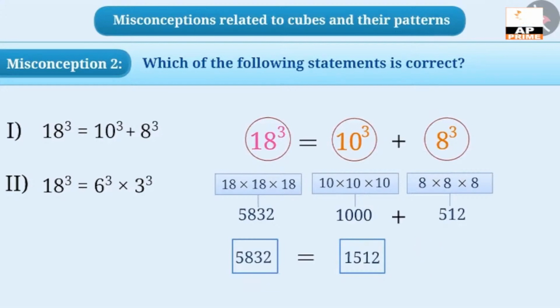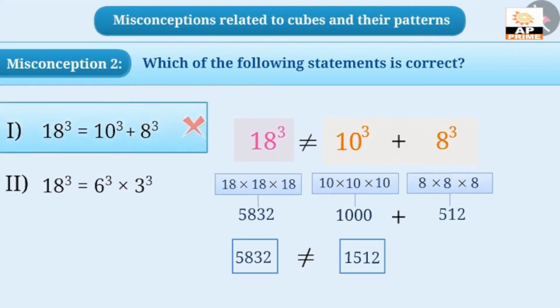Here, 5832 is not equal to 1512. So both sides are not equal. This shows that the first statement is false. This cannot be the answer for the question.